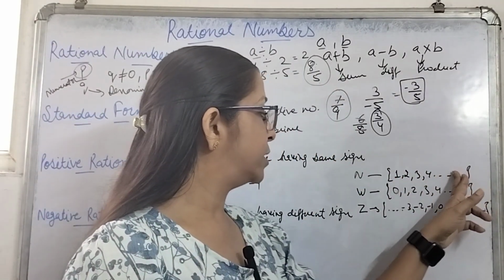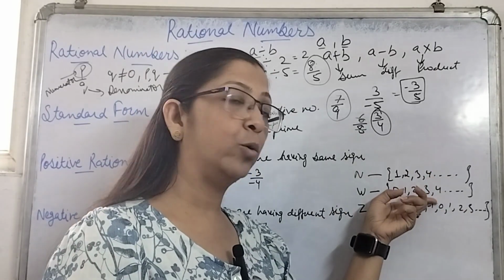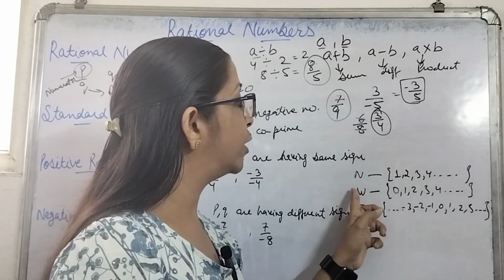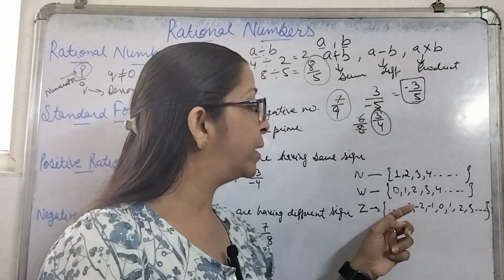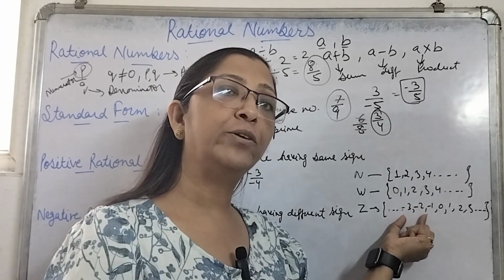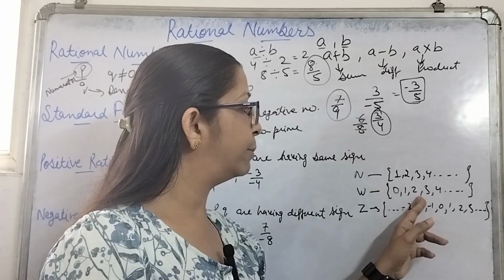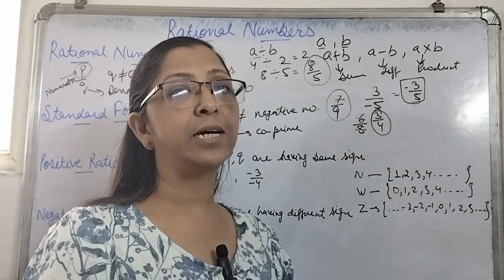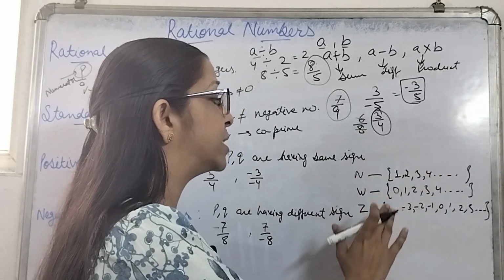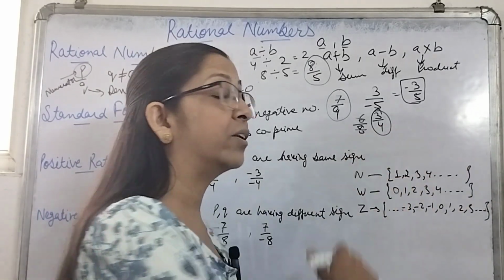All the natural numbers are whole numbers. Over here we can see all the natural numbers are whole numbers, but all the whole numbers are not natural numbers. Similarly, all the whole numbers are integers, but all the integers are not whole numbers, because these negative numbers are part of integers, but they are not part of whole numbers. Similarly, we can say that all the natural numbers, all the whole numbers, and all the integers are rational numbers. They all are rational numbers.